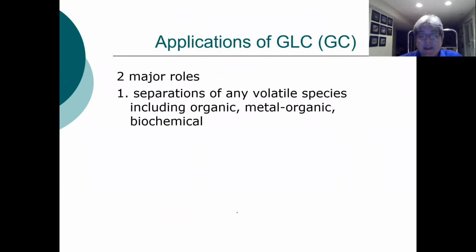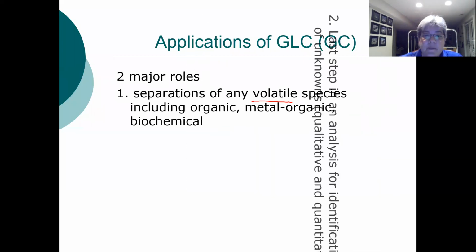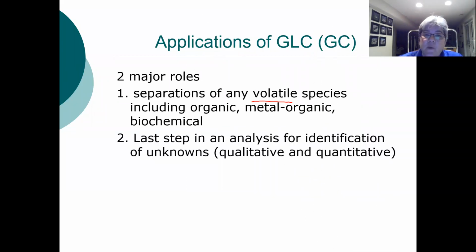The first is to separate volatile species. Okay, volatile means things that I can get into the gas phase. So we can use this to separate organic, inorganic, metal-organic, biochemical species that are volatile. It's a way to purify them. The second way that we use this is to help us identify unknowns.